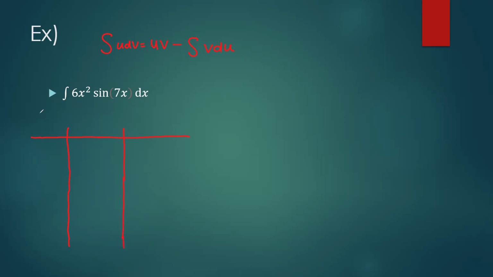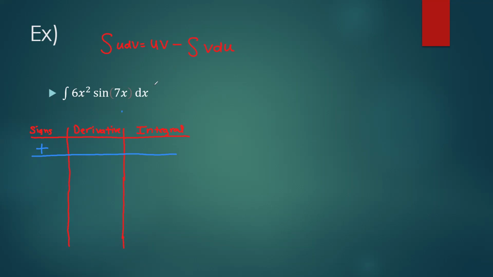Okay, so in the first column it will be your signs, and then in the second column it will be your derivative, and then the third column will be your integral column. On the first sign it's going to be positive. Before we go any further, let's figure out what our u is and what our dv would be.